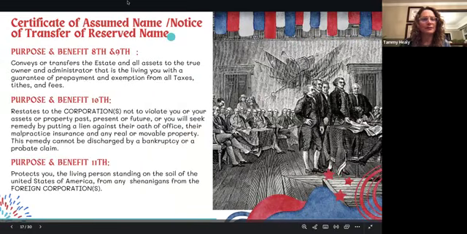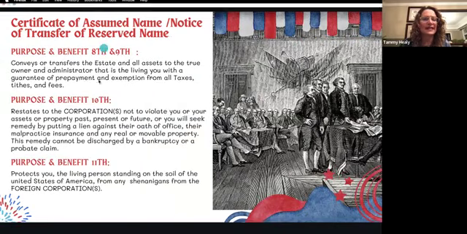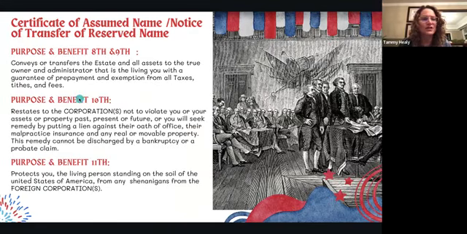All right. Oh no, I guess, yeah, this is the 8th and 9th paragraph. Conveys or transfers the estate and all assets to the true owner and administrator, that is the living you, with a guarantee of prepayment and exemption from all taxes, tithes, and fees. And this is why these documents, the 928 documents, is important, especially if you are sending in your revocation of election to pay taxes, okay?